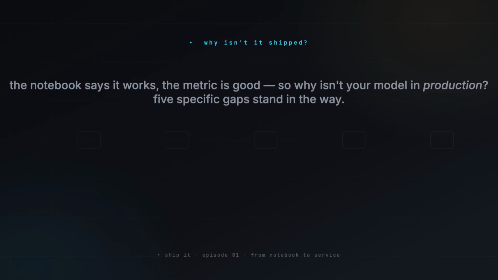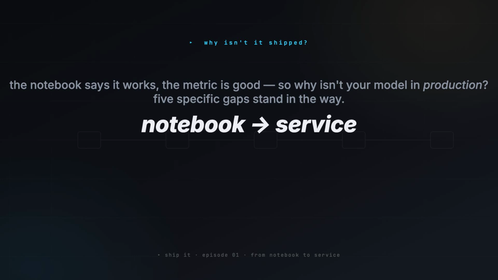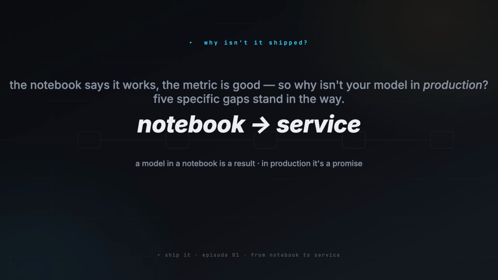This is where the course begins, so there's no callback yet. Just one question. You've trained a model, the notebook says it works, the metric is good, so why isn't it shipped? The answer is that "it works in my notebook" and "it's in production" are separated by 5 specific gaps, and today we name all 5.